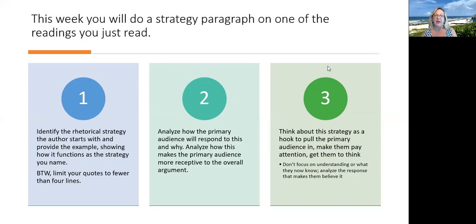And then you'll be analyzing how the primary audience will respond to that, and analyze how this might make the primary audience more receptive to the overall argument. So that means you're going to have to know who the primary audience is. By the way, be sure to limit your quotes in your paragraph to fewer than 4 lines. You can have more than one quote in the paragraph, but make sure you're doing deep analysis on specific words and phrases. Make sure that you're providing context for that quotation. Any questions on this assignment, which is due Saturday?